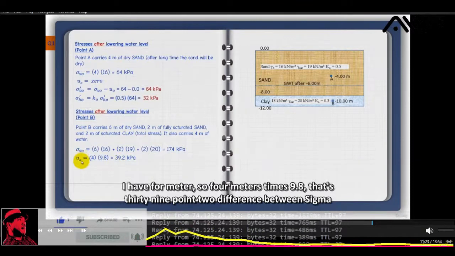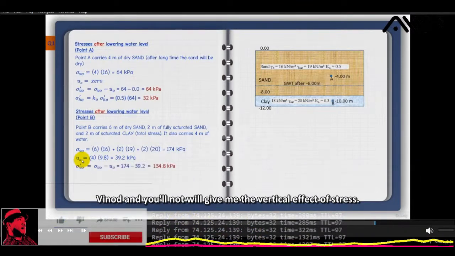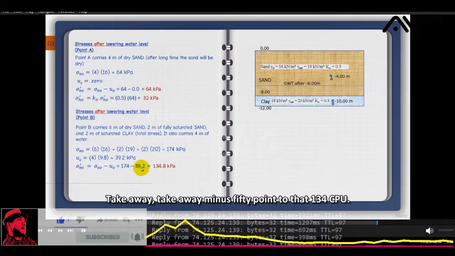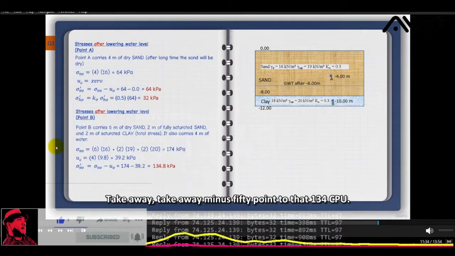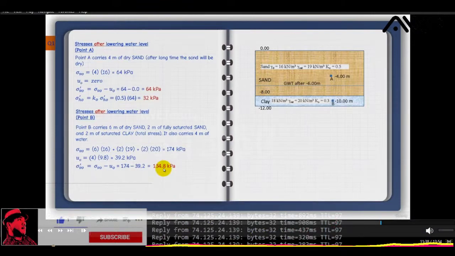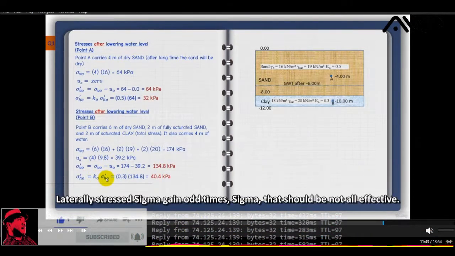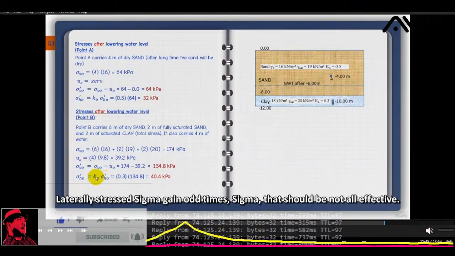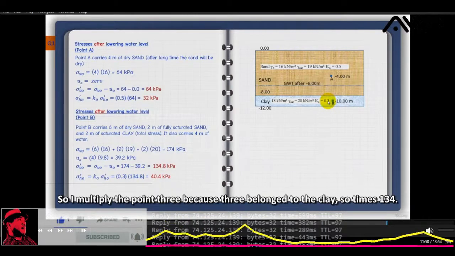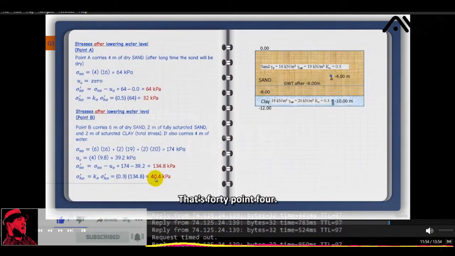The difference between sigma V naught and U naught will give me the vertical effective stress. 174 minus 39.2, that's 134 kPa. Lateral stress, K naught times sigma dash V naught, all effective. So I multiply by 0.3 because the 0.3 belonged to the clay, times 134, that's 40.4.